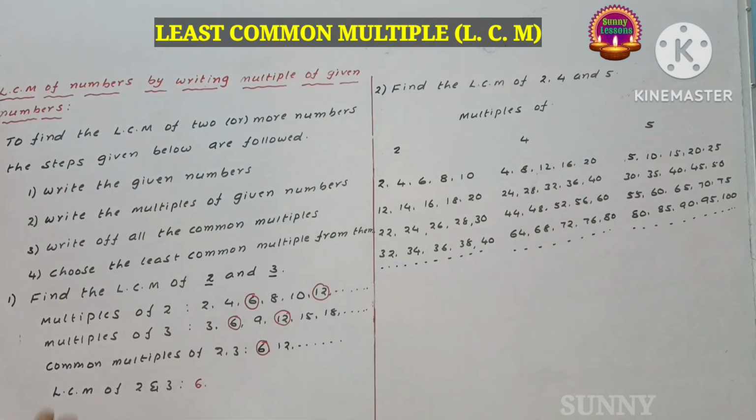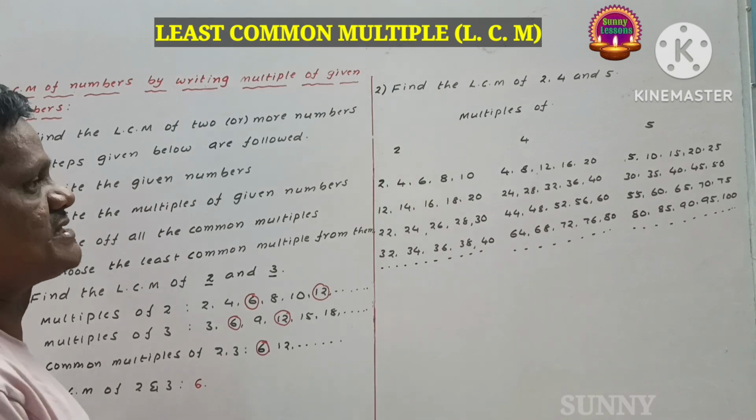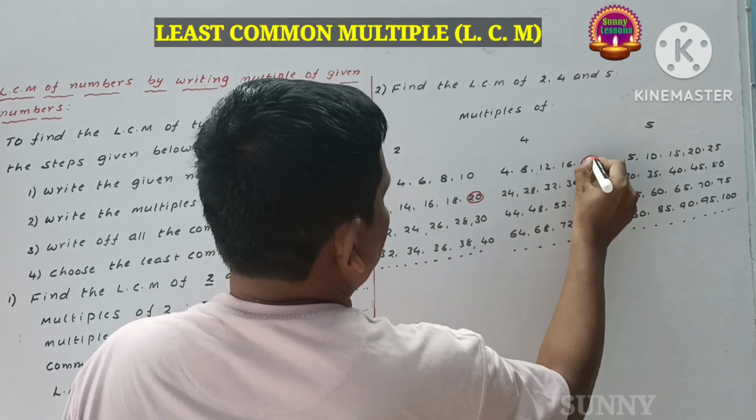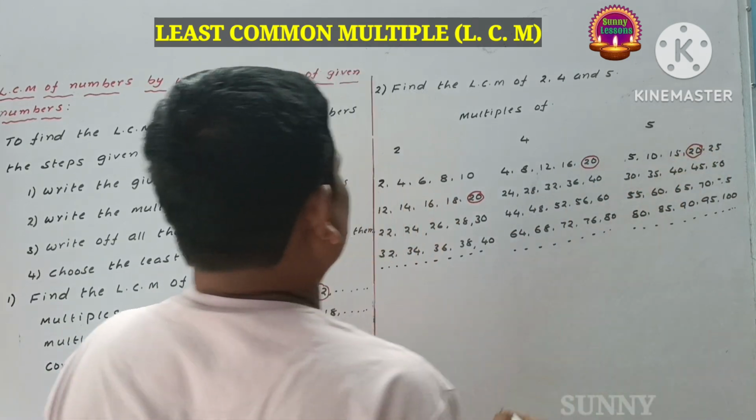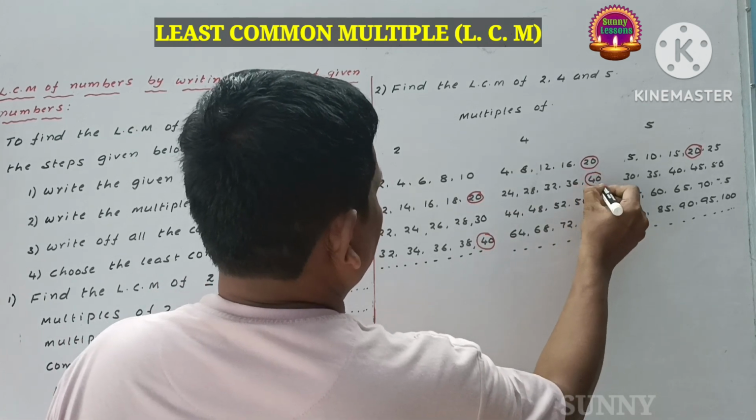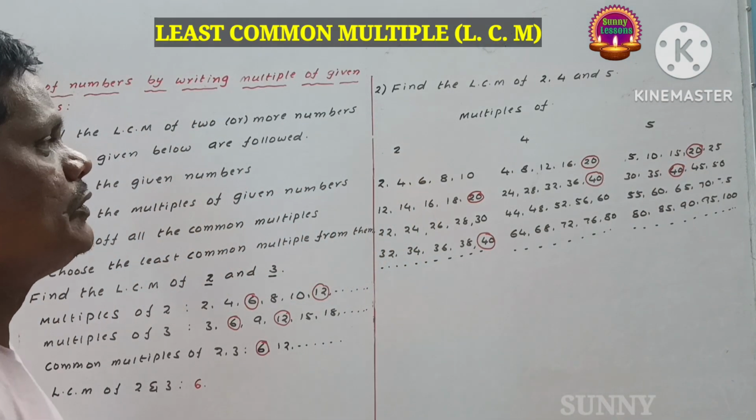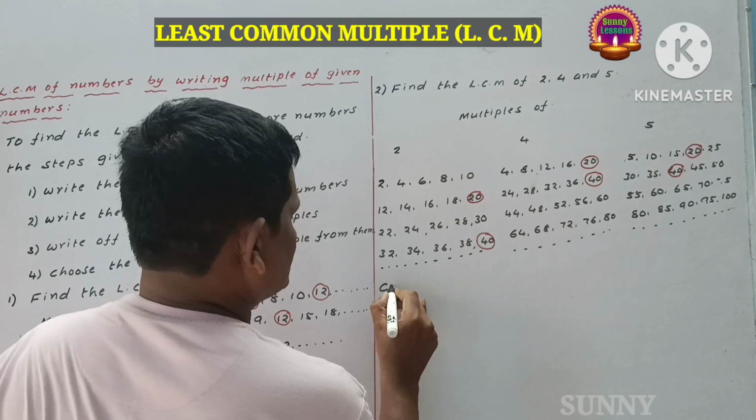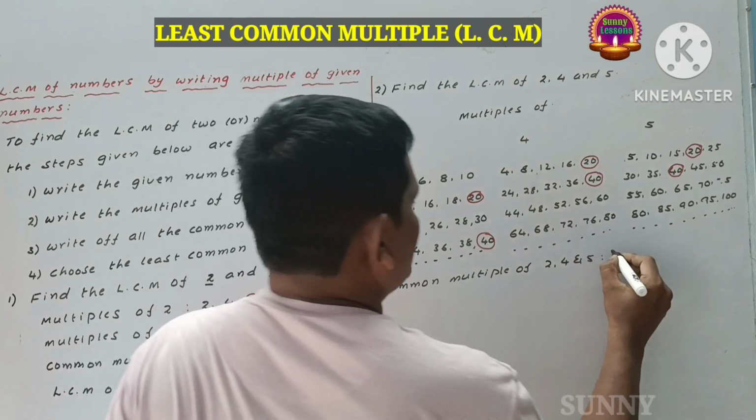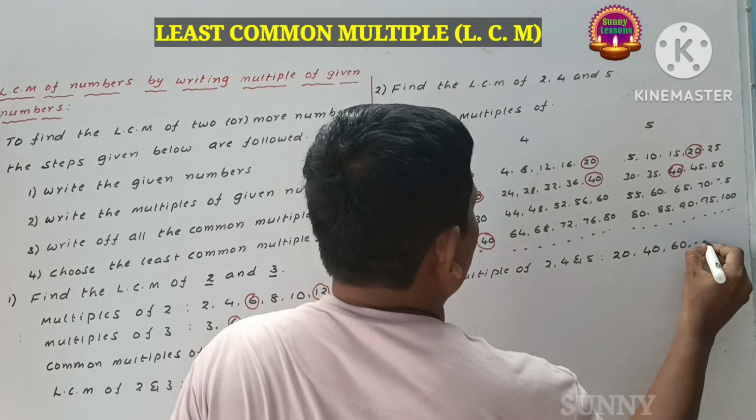What is the third step? Write all the common multiples. What are the common multiples here? 20, next the common multiple is 40. Common multiples of 2, 4 and 5 are 20, 40, 60 and so on.